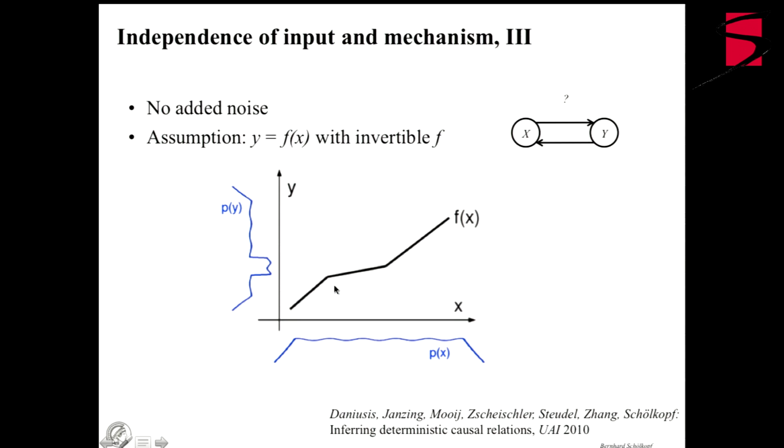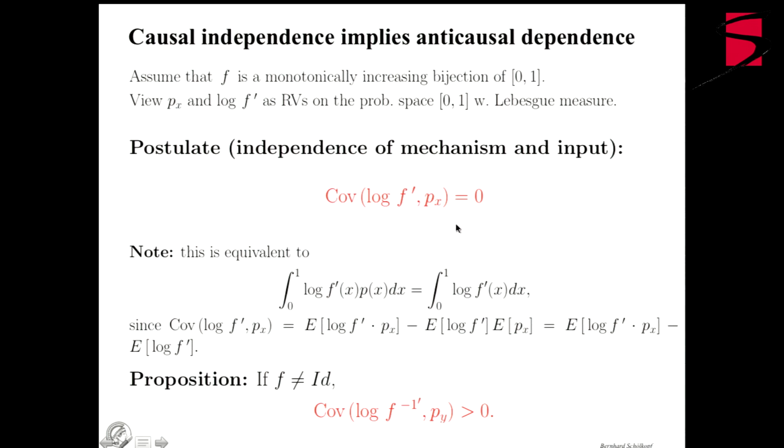And if the function is non-trivial, in other words, non-linear, then this output distribution contains a footprint of the function, because wherever the function was flat, the output density takes larger values. So if this is independent of this thing, then, roughly speaking, this thing here won't be independent. And this can be formalized, but I don't think I should go into details here.